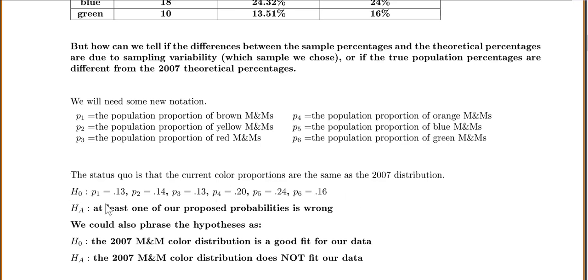The alternative is that at least one of our proposed probabilities is wrong. Because remember, it's not that all of them have to be wrong, but as long as even just one is wrong, then this null would be false. So the alternative is at least one is wrong. Or sometimes we phrase the hypotheses as our 2007 color distribution is a good fit for our data. So the null is that it works. The alternative will be that the color distribution does not fit our data.